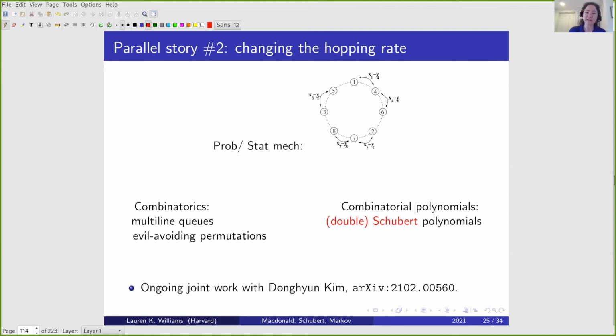And when you look at this version of the ASEP, you also get some beautiful combinatorial polynomials, but this time they're Schubert polynomials, double Schubert polynomials, if you keep your y's. And multiline Q's also play a role here. Also the combinatorics of some permutations that we call evil-avoiding permutations. And so I'll say a little bit about this story, which is based on joint work with my student, Dong-Hyun Kim.